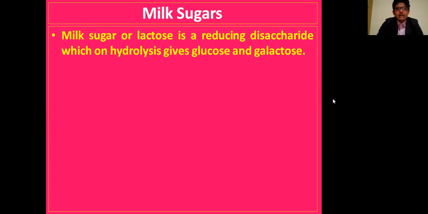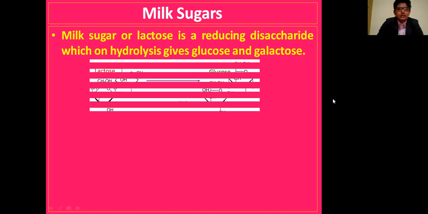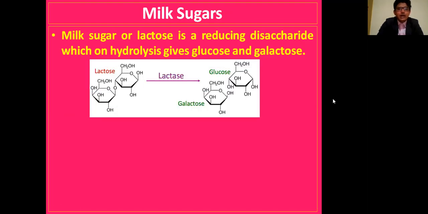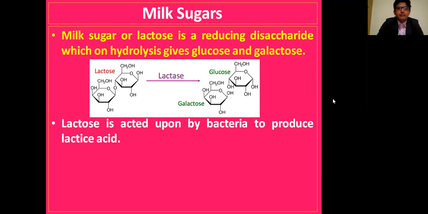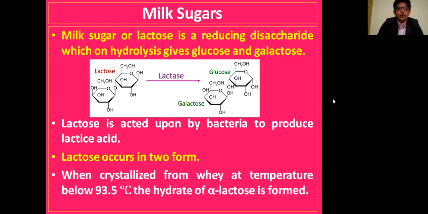Then milk sugar. Milk sugar or lactose is a reducing disaccharide which on hydrolysis gives glucose and galactose. So here is lactose. When lactose undergoes hydrolysis in the presence of lactase enzyme, it forms galactose and glucose. Lactose is acted on by bacteria to produce lactic acid. Lactose occurs in two forms. When crystallized from whey at temperature below 93.5 degrees centigrade, the hydrate of alpha lactose is formed.